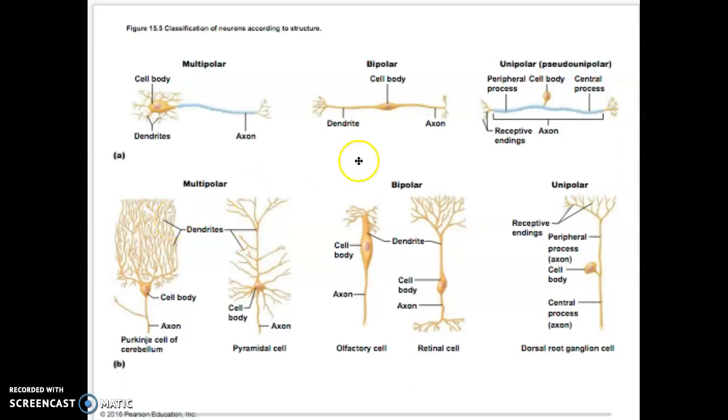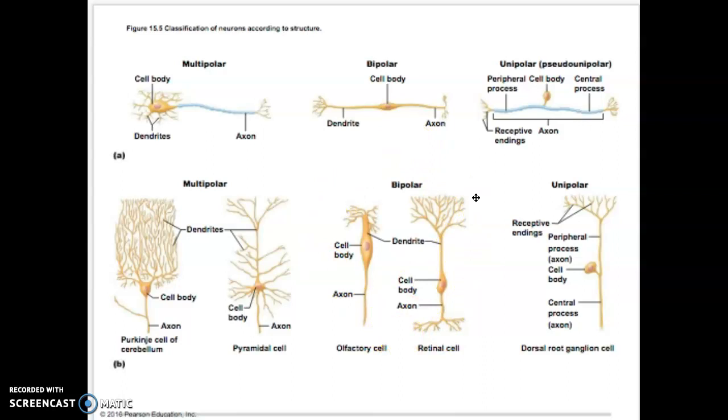Okay. The bipolar cells, we have a pole coming over here and a pole coming over here. So that's a bipolar cell. And here is an olfactory bipolar cell. And here's a retinal bipolar cell. And so you can see there's a major branch over here and a major branch over here. And so bipolar cells tend to have something to do with the special senses.